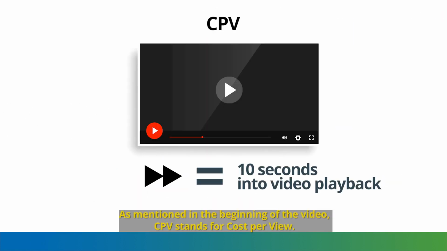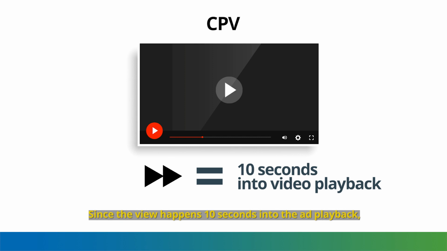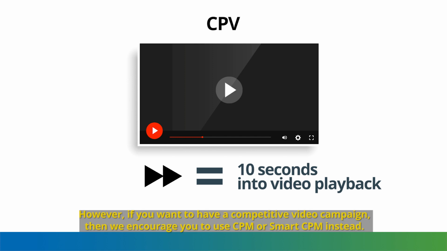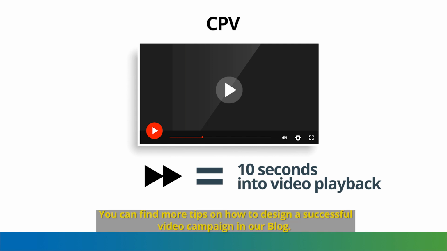CPV. As mentioned in the beginning of the video, CPV stands for cost per view. Since the view happens 10 seconds into the ad playback, this price model is halfway between CPM and CPC for video campaigns. It can give some insights about the interest of the users in your product, but it does not require any specific interaction between the user and the ad. CPV can be useful as a benchmark test for the video creatives you are using and as a way to gather feedback about the responsiveness of the traffic. However, if you want to have a competitive video campaign, then we encourage you to use CPM or Smart CPM instead. You can find more tips on how to design a successful video campaign in our blog.